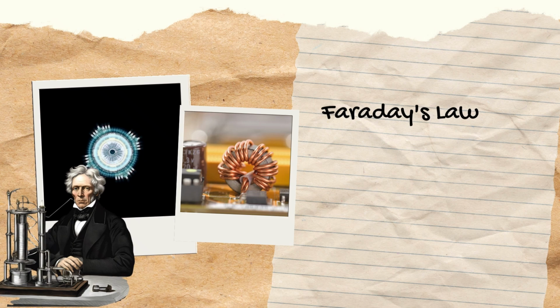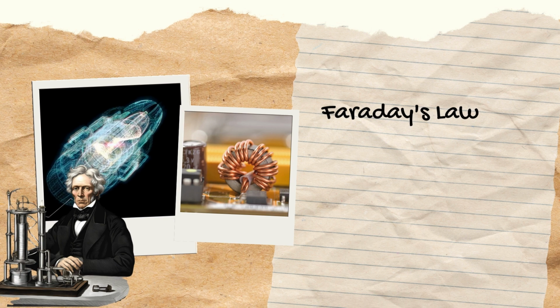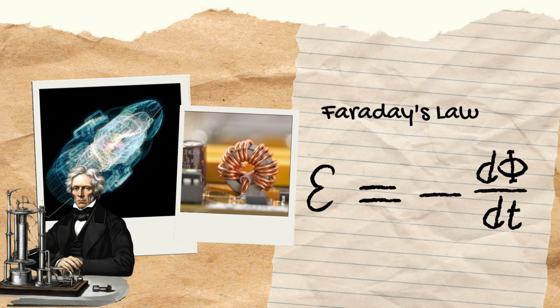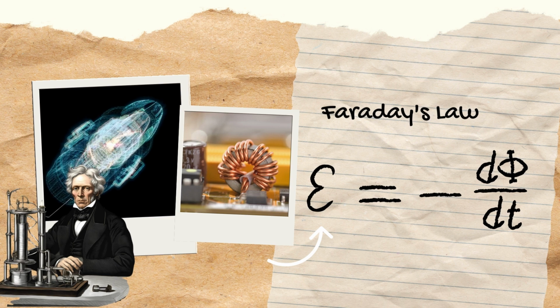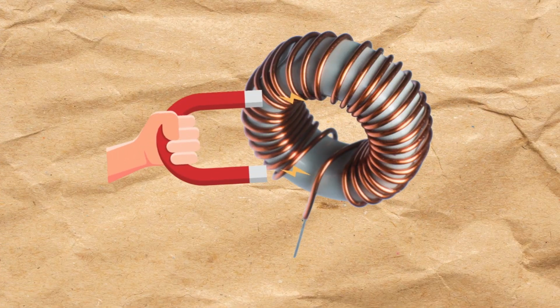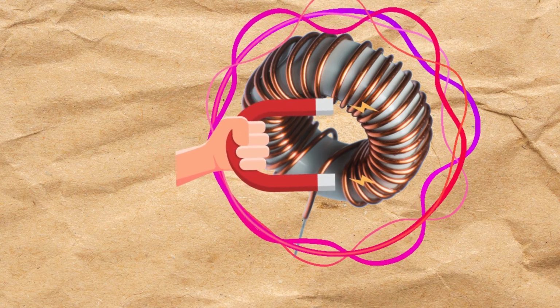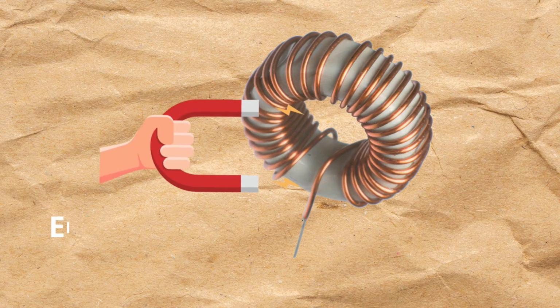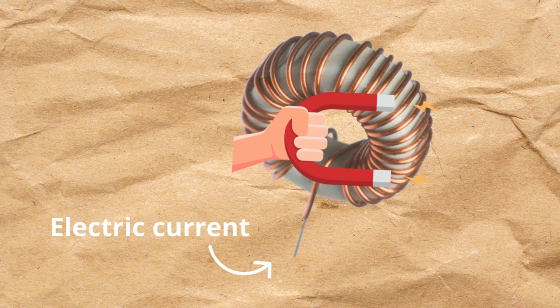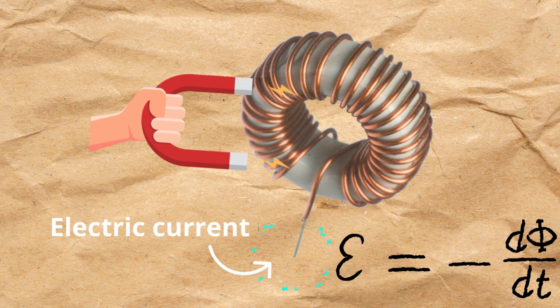Faraday's law describes how an electric current is generated by a changing magnetic field. It states that a variation in the magnetic flux through a closed circuit induces an electromotive force, EMF, in the circuit. The formula is as follows. The first variable refers to the induced electromotive force, and the second part is the rate of change of the magnetic flux. Imagine an inductor and a magnet. If you move the magnet in and out of the ring, the magnetic field changes, inducing an electric current in the wire. The negative sign in the formula indicates that the induced current opposes the change in the original magnetic flux, according to Lenz's law.